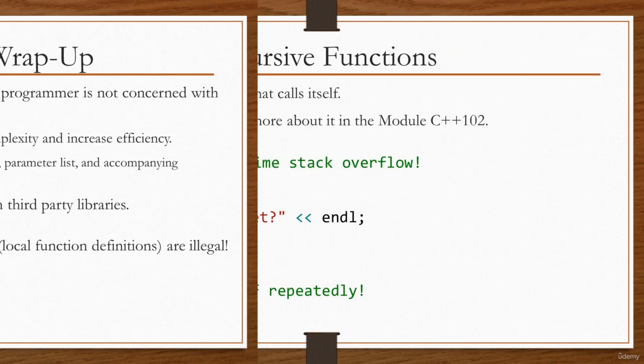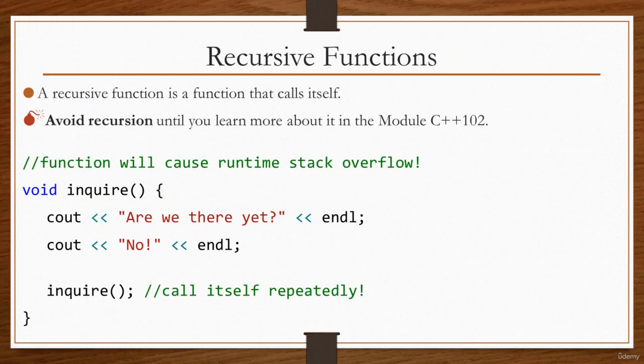Next, I want to talk about something that you should try and avoid as a beginner, and that is recursive functions. A recursive function is a function that calls itself, and you should avoid recursion until you learn more about it in the module C++ 102. You can see a quick example here. We have this void function inquire. We have two console output statements in the body of the function, but then we have another statement here where we call the function itself.